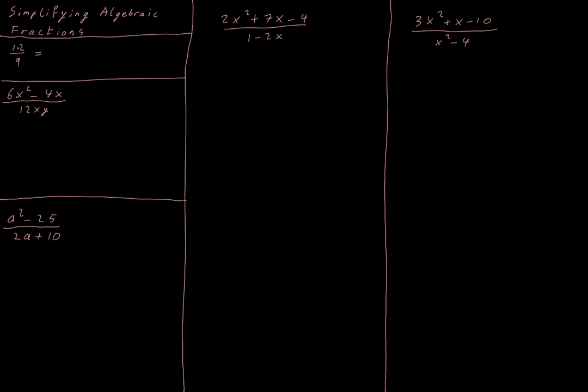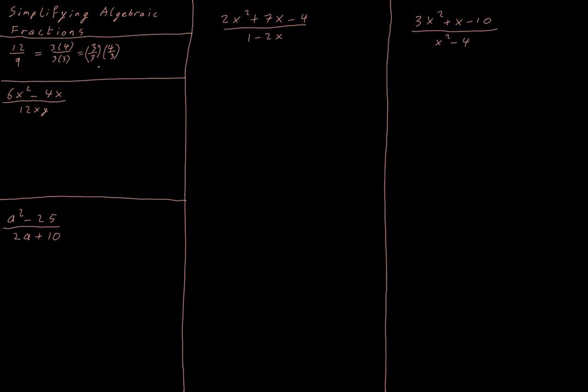Well, we would look for the highest common factor of both of these numbers. What's the highest common factor of 12 and 9? It is going to be 3. So I would take out that common factor, 3 divided by 3. And now what do I have? Well, I effectively have the fraction 3 divided by 3 multiplied by 4 divided by 3.